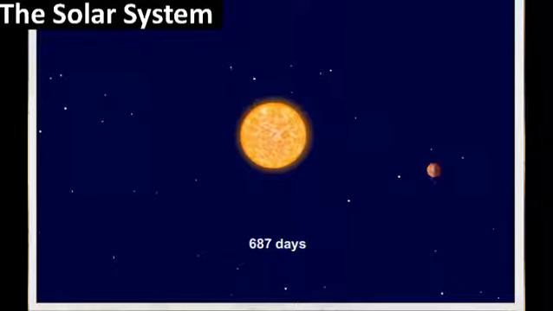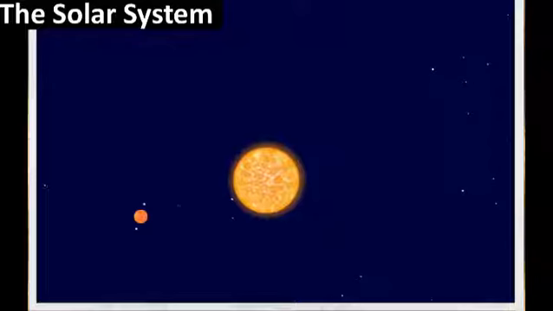It has 2 satellites, Phobos and Deimos. They are small and irregularly shaped. There are 3 orbiting spacecrafts on Mars at present. They are Mars Odyssey, Mars Express, and Mars Reconnaissance Orbiter. We have completed our tour of the inner planets, and now it is time to move towards the outer planets.